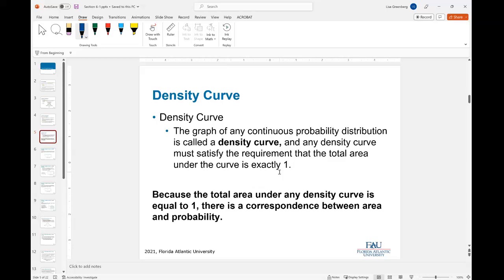Remember, if we're going to say probability is related to area, and probability is always between 0 and 1, then that curve has to have an area between 0 and 1, right? It can't have an area of 2. What would we do with that? That wouldn't correspond directly with our probability. So because the total area under any density curve is equal to 1, there is a correspondence between area and probability, just like I just said.